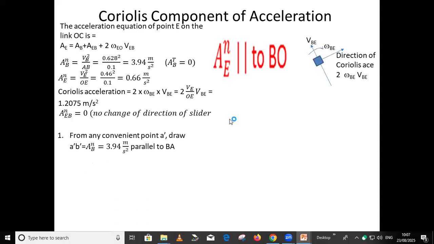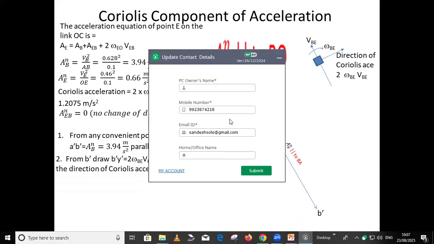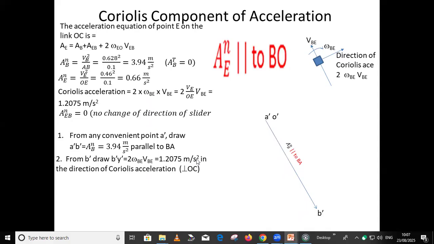Now, to plot that acceleration component, again look at the a dash, o dash point. Then b dash is in the upward direction, locate b in the downward direction. By finding that, the normal acceleration value is 3.94 meter per second square. Again, you can take a scale: 1 centimeter is equal to 1 meter per second square. So this line will be of 3.94 meter per second square.